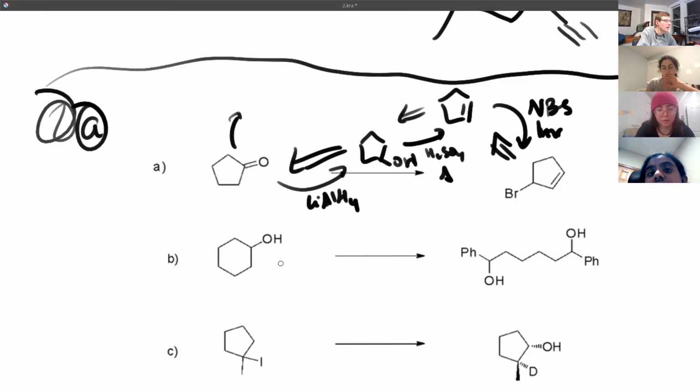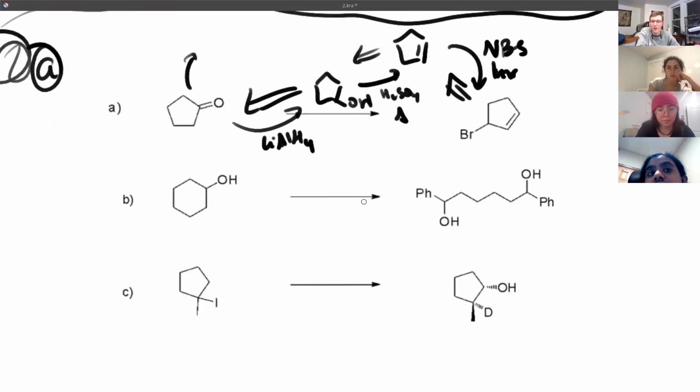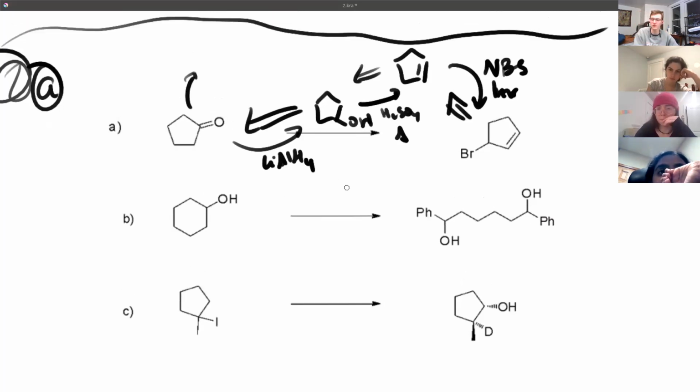Cool. What's next? Okay, we have a ring. We're starting with this ring, and then oh man, we go to this absolute mess. Okay. So I had a question on A. For the lithium aluminum H4 there, do you not need a solvent or anything to protonate the oxygen afterwards? Is that included in there?